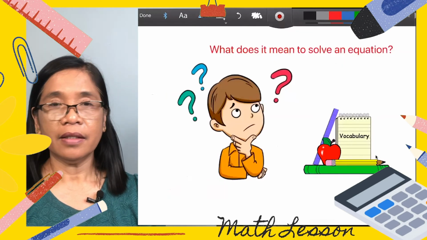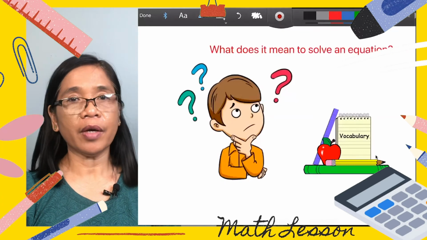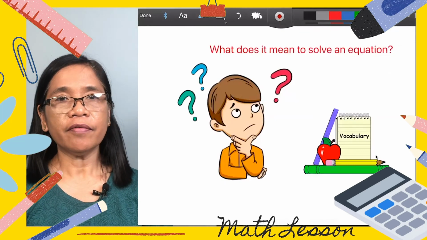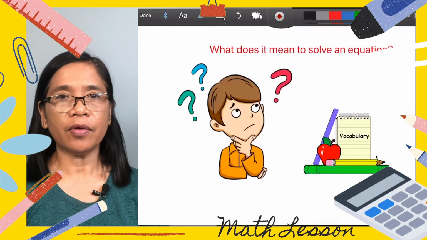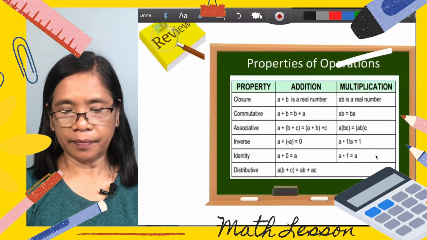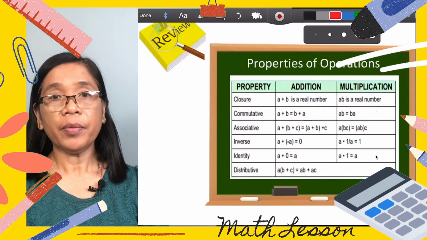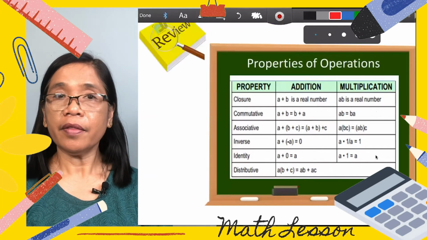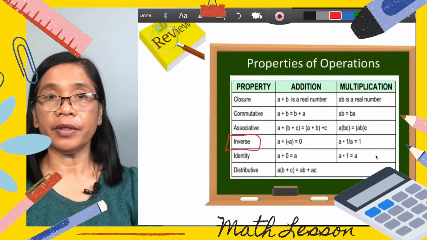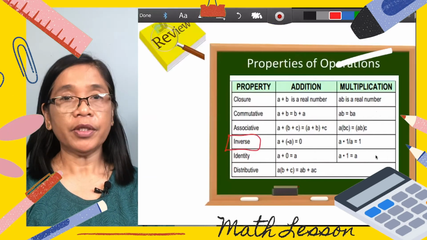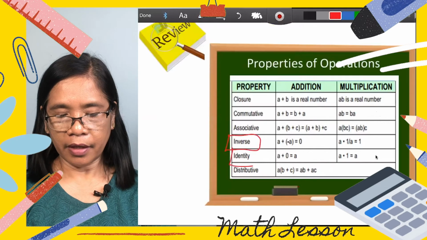And first, let's recall some of the vocabulary words that you have learned in middle school. So the properties of operations. In this lesson, we will focus on two properties: the inverse property and the identity property.